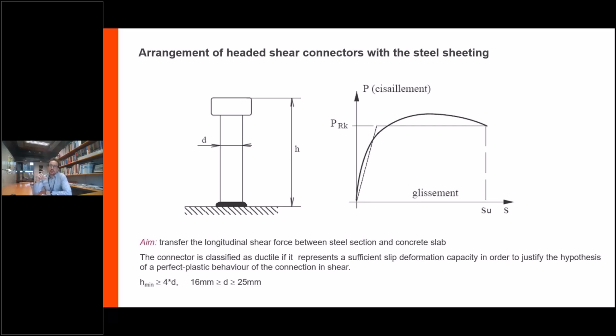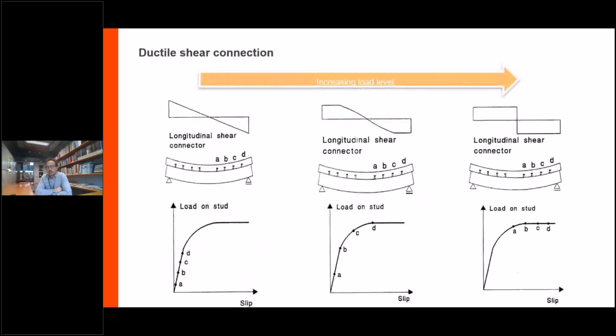To achieve this, you have to comply with some simple geometrical rules, which is basically the geometric aspect ratio, the 8 to the diameter. This is Eurocode 4, and it is basically what we use in everyday life. So basically, shear studs which are at least 4 times higher than the diameter, and diameters which are between 16 and 25 millimeters. This is the behavior of one connector, but what happens if I have a row of shear connectors?